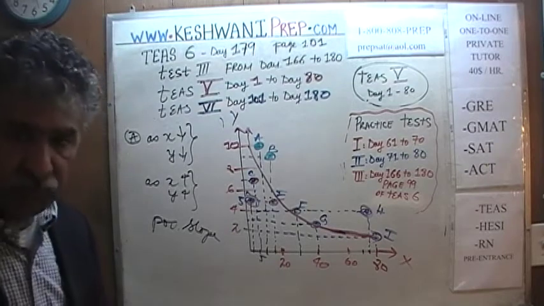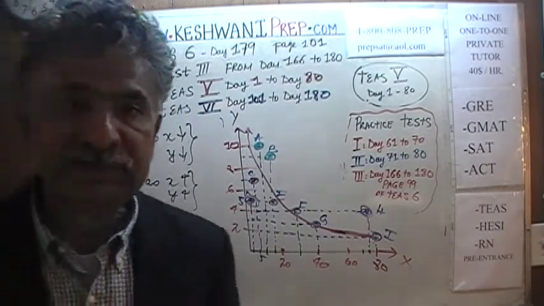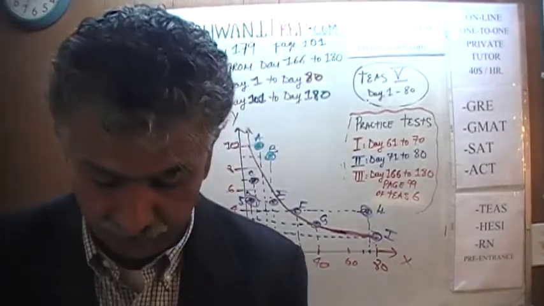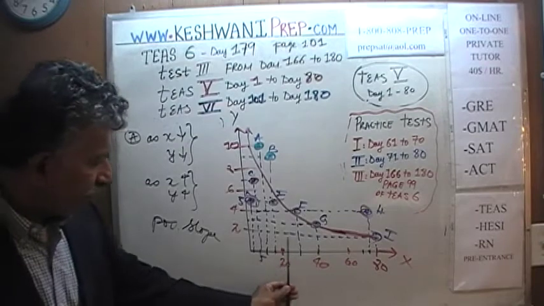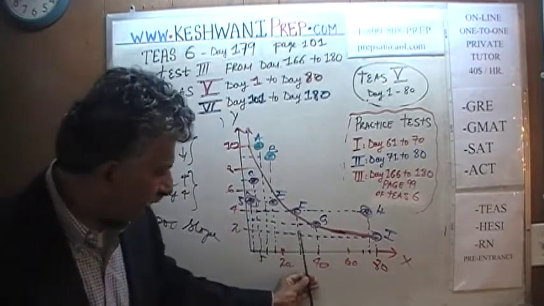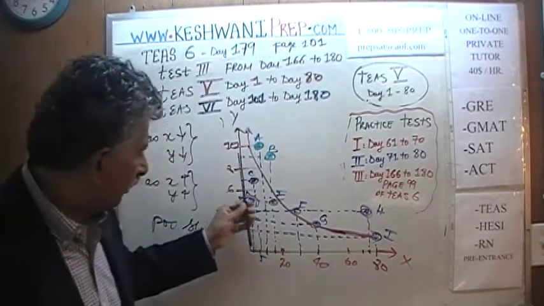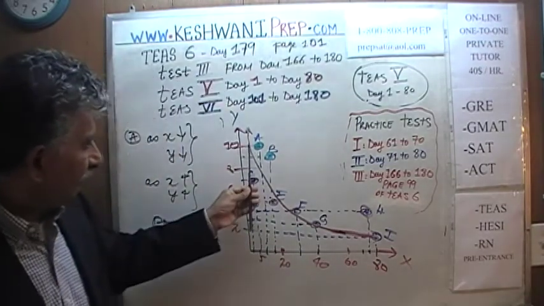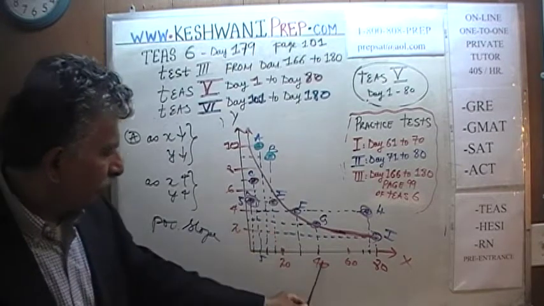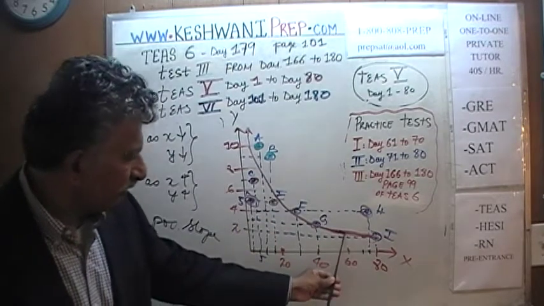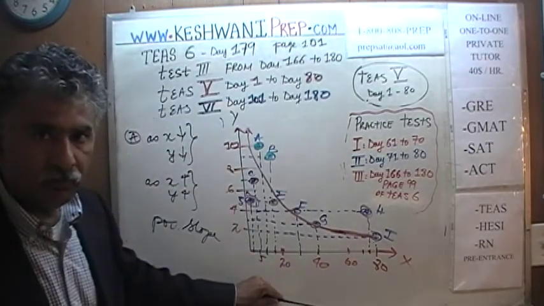Does this graph seem to you like a positively sloped graph? No. It is a negatively sloped graph, because watch what happens. As we move from 5 to 80, as we increase the value of x, at 5, the value of y is here. At 20, the value of y is here. At 40, the value of y is this. At 60, the value of y is this. As x goes up, y goes down.